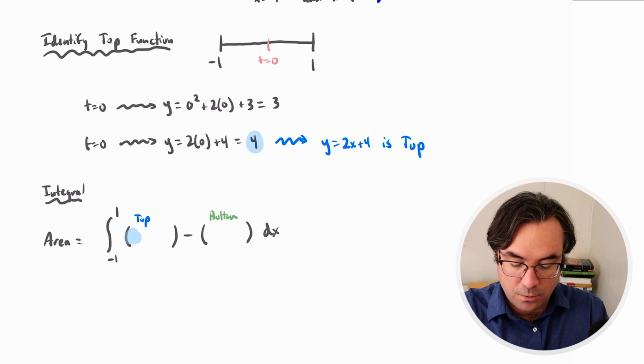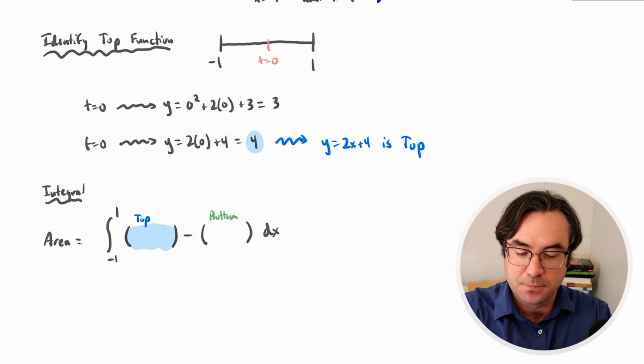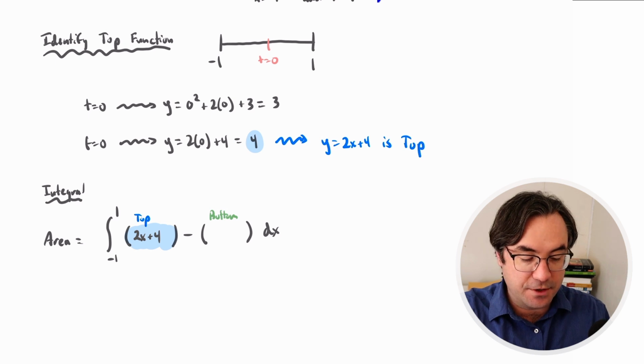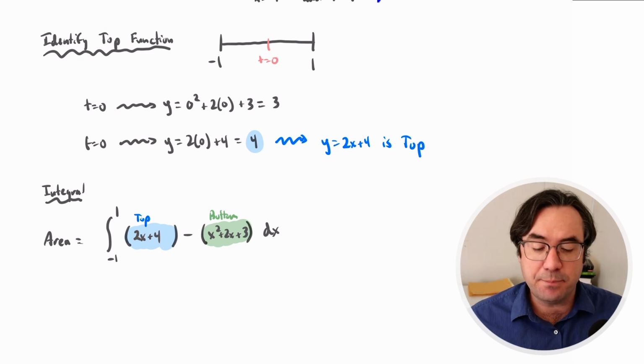All right, so our top function was the 2x plus 4. So we're going to fill that in first. And then our bottom function, well, that was the parabola, so that was x squared plus 2x plus 3. So we get our definite integral all set up.